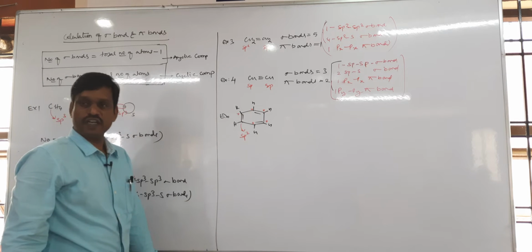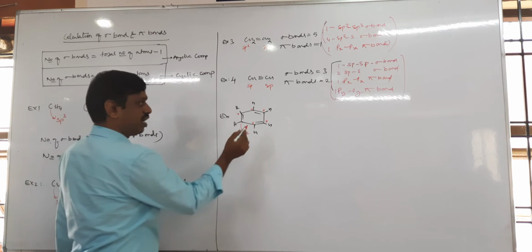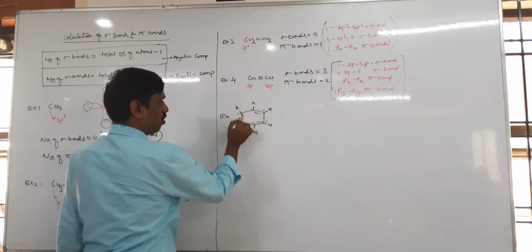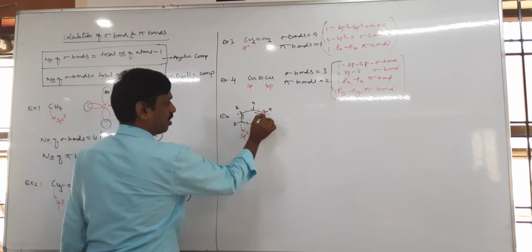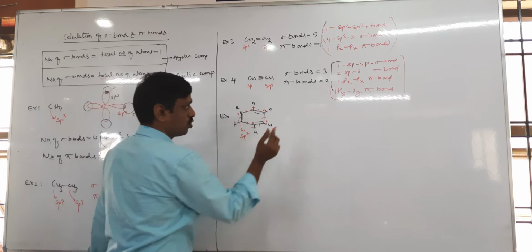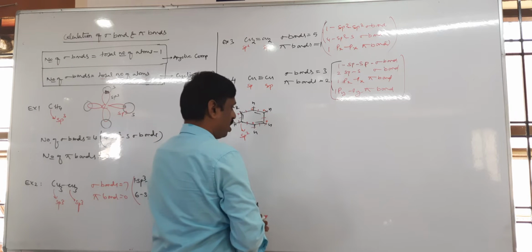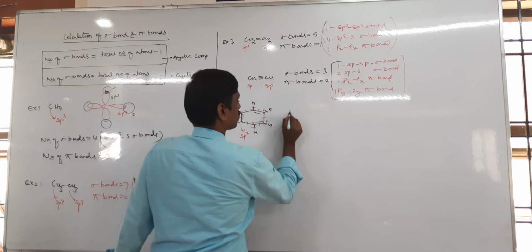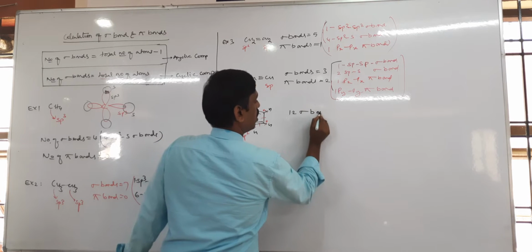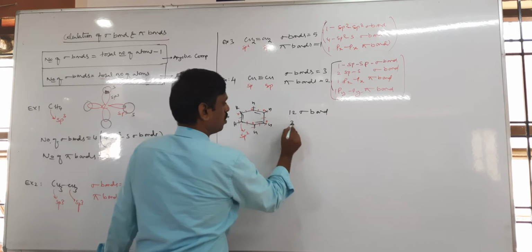So how many total atoms? 12. Or else you can calculate this: 1 2 3 4 5 6 7 8 9 10 11 12. So therefore there are a total of 12 sigma bonds. How many pi bonds? 3 pi bonds.